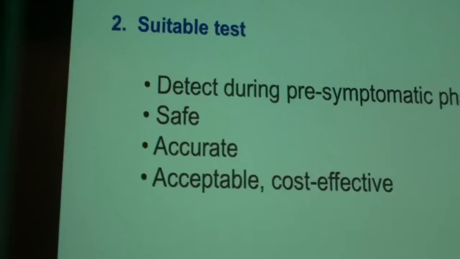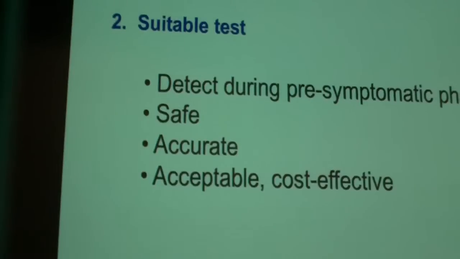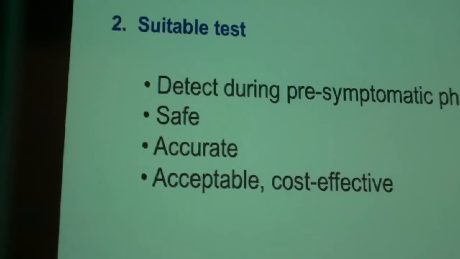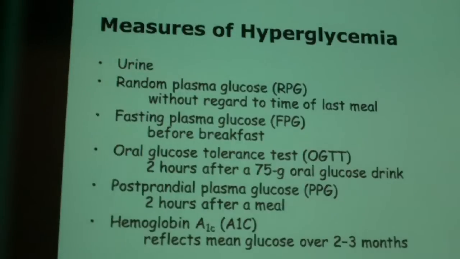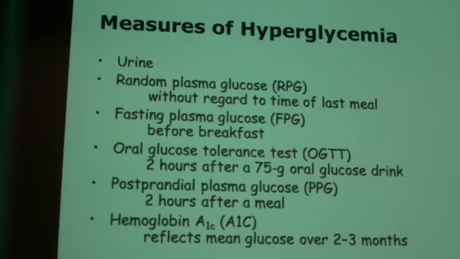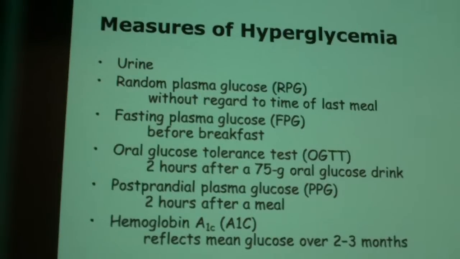So what could be a suitable test? A suitable test for screening should detect any pre-symptomatic phase. It should be safe, accurate, acceptable and cost-effective. You can think about measures of hyperglycemia in diabetes, but as mentioned before, it's not the only thing, because then you won't prevent macrovascular complications.